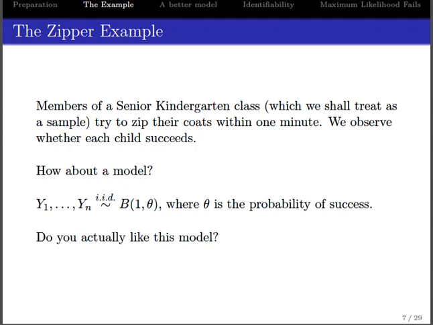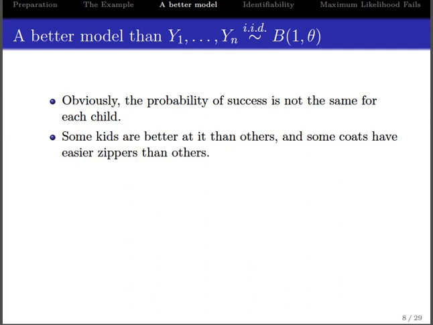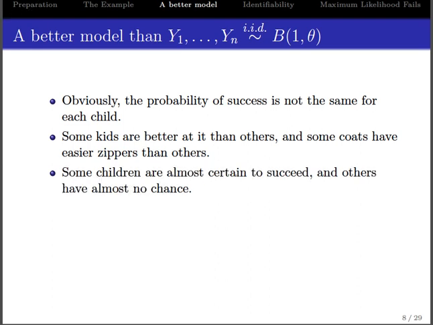But do you actually like this model? Is this reasonable for little children zipping their coats? Here's a better one. Obviously, and here's why we need a better one, the probability of success is not the same for every child. This is not like flipping the same coin over and over again and observing whether or not we got heads. It's a different coin for every kid. Some children are better at zipping their coats than others, and some have coats that have easier zippers than others, and you don't expect them all to have the same probability of success. In fact, some children are almost certain to succeed, and others have almost no chance at all.